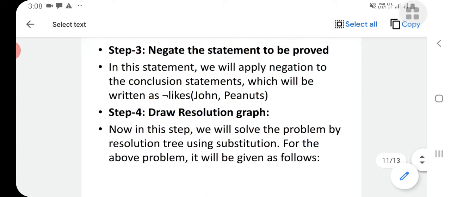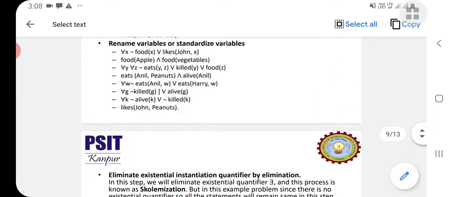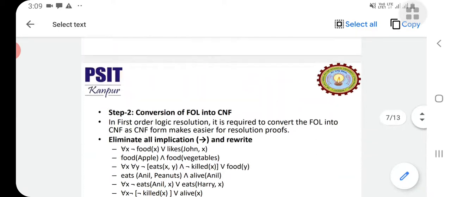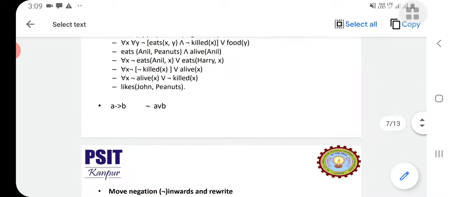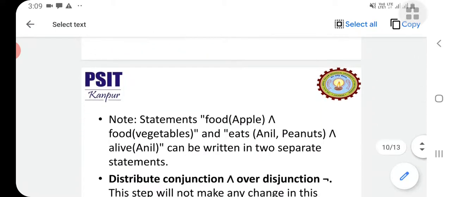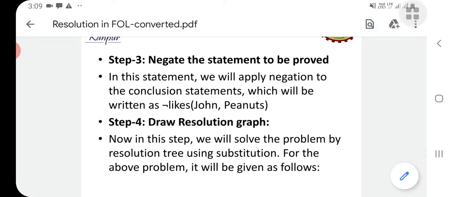Now, what is step 3? Step 3 is to negate the statement to be proved. What was the statement? Likes(John, peanuts). Let me show you. It is statement H. You have to prove statement H: likes(John, peanuts). So what will be the negation of statement H? Negation of likes(John, peanuts). It's very simple. It's your step 3. Now C is the negation of likes(John, peanuts).